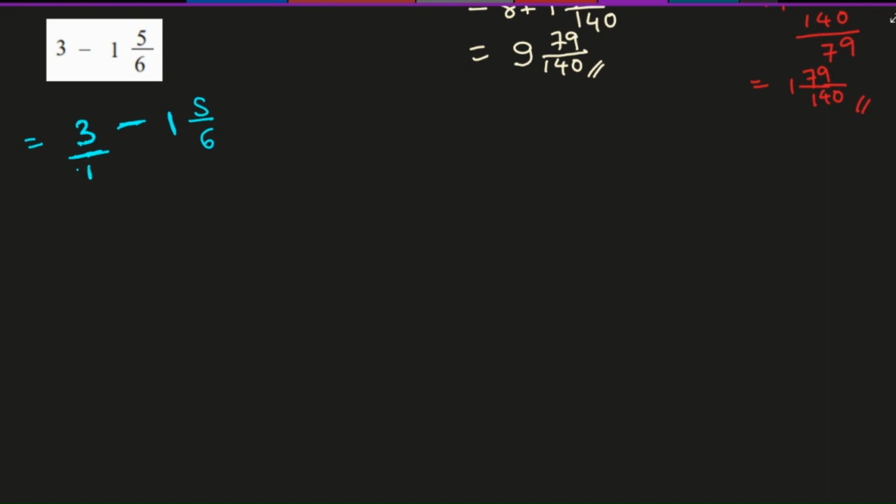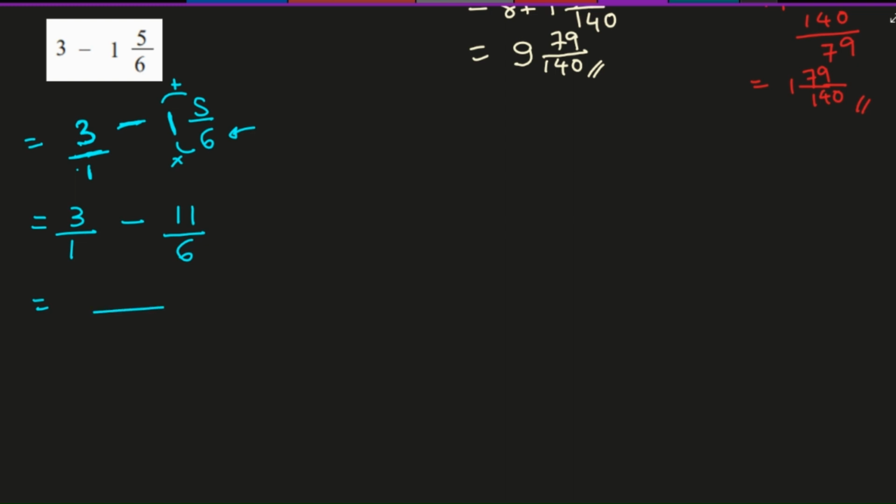1 is under 3, right? 3 divided by 1, the answer will be 3. Likewise. So, what I'm doing here is it's 3 divided by 1 minus. I'm converting this mixed number to an improper fraction. So the answer will be 6 into 1, it's 6, plus 5, it's 11, divided by 6.